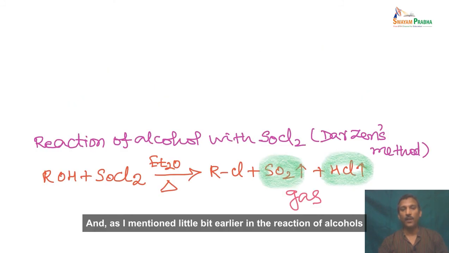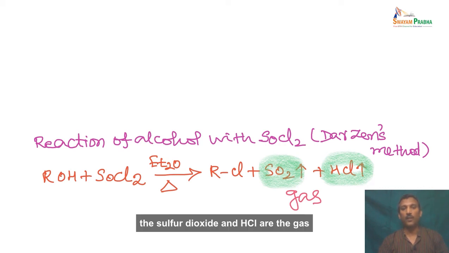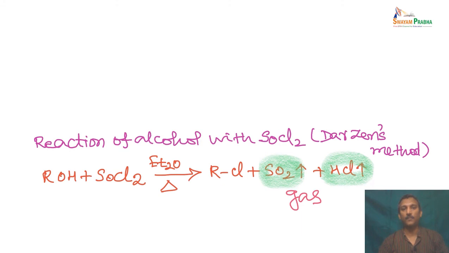And as I mentioned a little bit earlier, in the reaction of alcohols with thionyl chloride, that is the Darzens' method, the sulfur dioxide and HCl are the gases which escape from the reaction medium. So this reaction is giving high yield of alkyl halides.